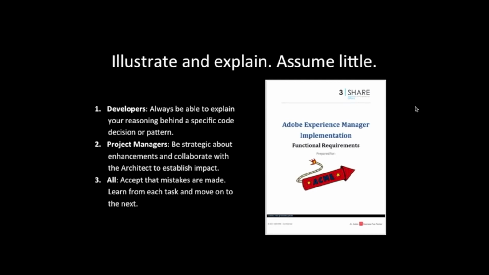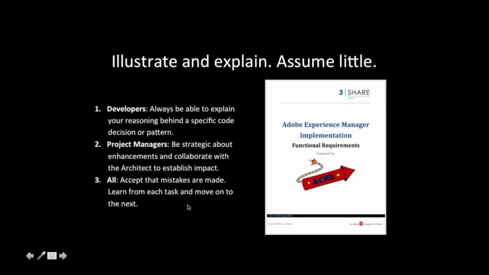So how can we avoid that? Well, I think in general, being able to explain yourself in most situations is critical. And each role on a project, whether you're a developer or project manager or anyone else on the project, has specific things that they can do. As a developer, you should always be able to explain your reasoning behind a specific code decision or pattern. It's very critical that when you're challenged, you don't take that challenge defensively, but you present an argument about why you feel you did what you did. And oftentimes this is received much better than expected.